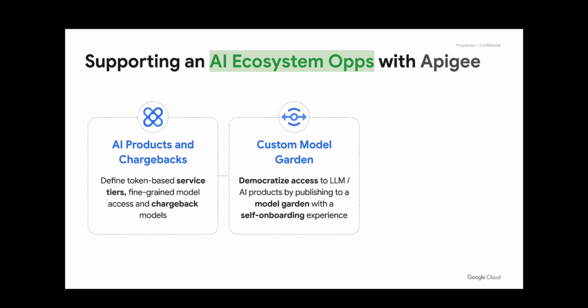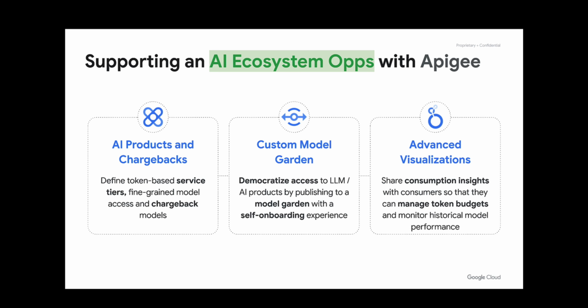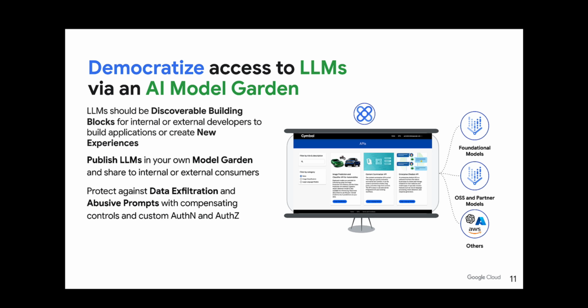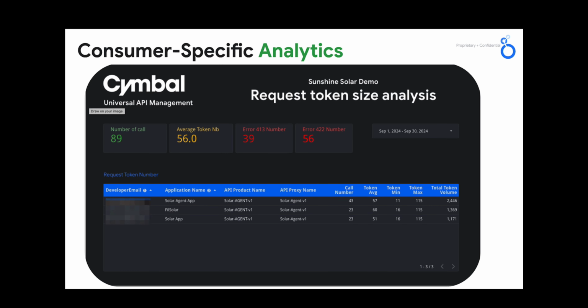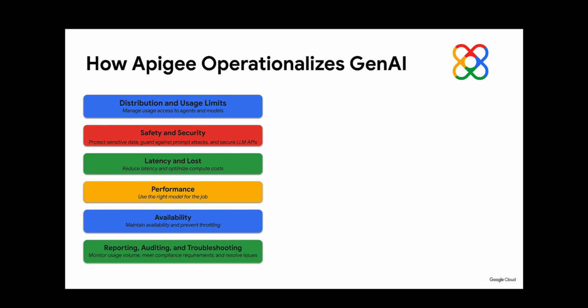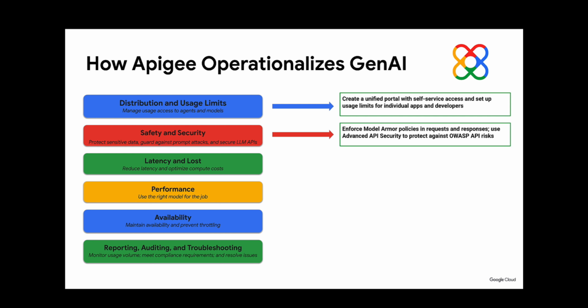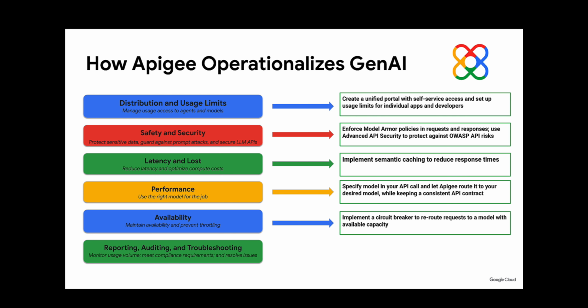You're also able to share your access to your models through a custom model garden and have advanced visualizations of usage. So here's an example of what a model garden may look like. Similar to an API portal, you create one specifically for your large language model. And then, once you can see the analytics of your requests running through your API management or Apigee platform, you're able to see consumer-specific analytics. So again, you're looking at distribution, safety, latency, performance, availability, reporting, auditing, and troubleshooting. All these areas is where Apigee can help you.